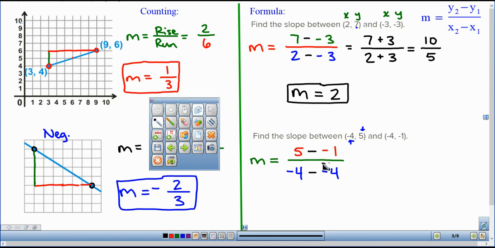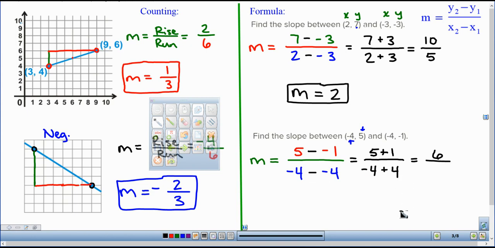Let's make our calculations. We're going to get 5 plus 1. I'm going to write that down first. 5 plus 1, which does give me a 6. And down here we get a negative 4. That will stay. And then this double negative will become a plus, and then we have a 4. And so 5 plus 1 is 6. A negative 4 plus 4 is a 0.